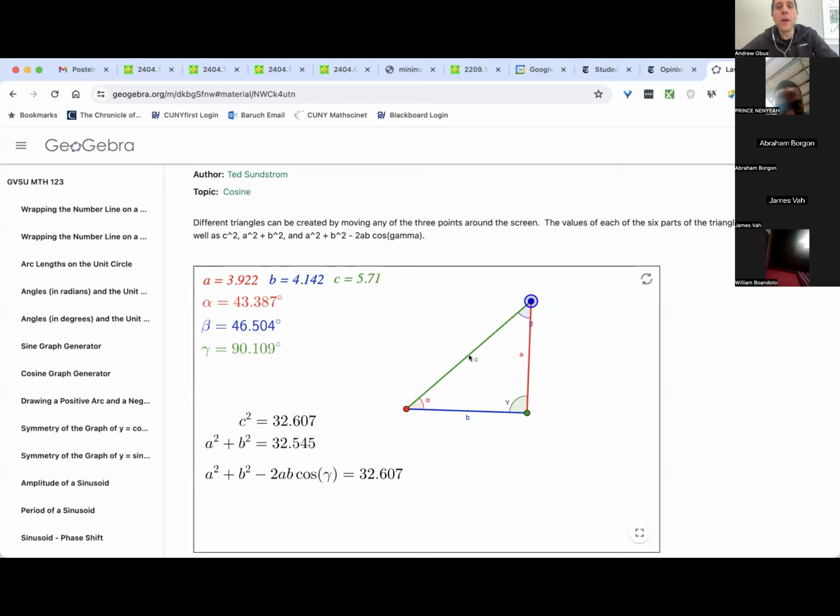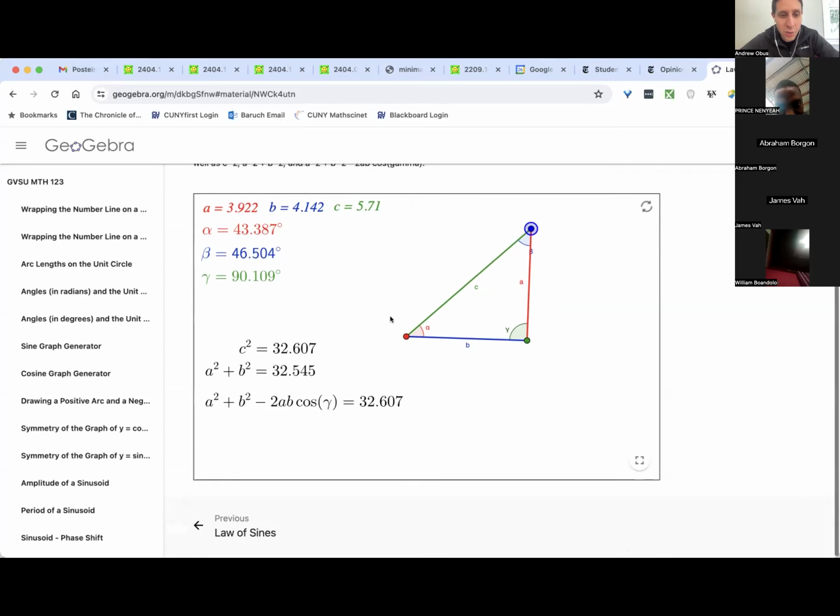Okay, so this is just kind of fun, and the address is in the notes if you want to go and play with these triangles a little bit. It just shows all the important measures in the triangle, and it verifies that the sine law and the cosine law are both correct.